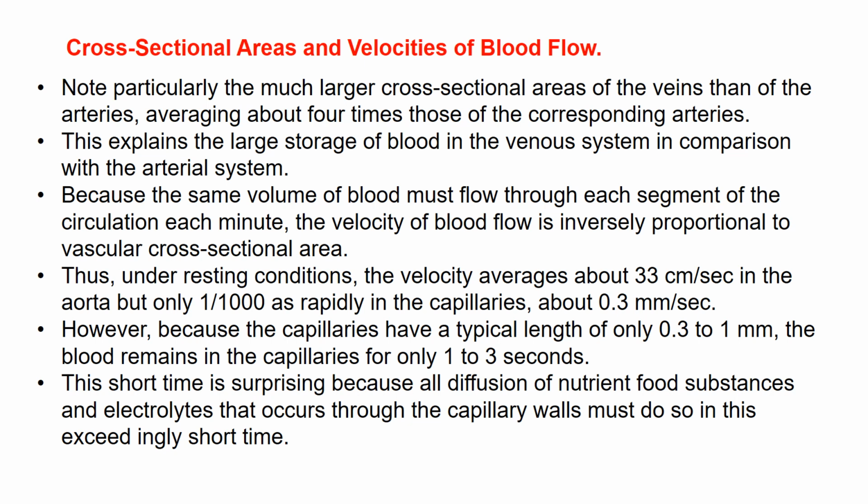Cross-sectional areas and velocities of blood flow. Note particularly the much larger cross-sectional areas of the veins than of the arteries, averaging about 4 times those of the corresponding arteries. This explains the large storage of blood in the venous system in comparison with the arterial system. Because the same volume of blood must flow through each segment of the circulation each minute, the velocity of blood flow is inversely proportional to vascular cross-sectional area.